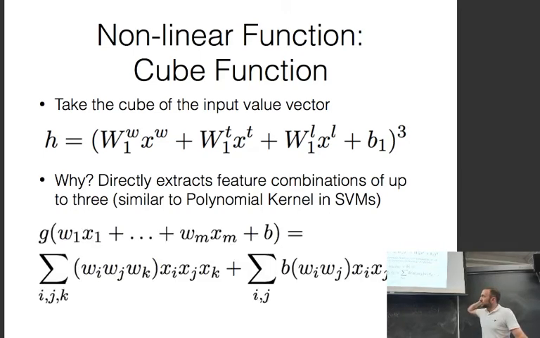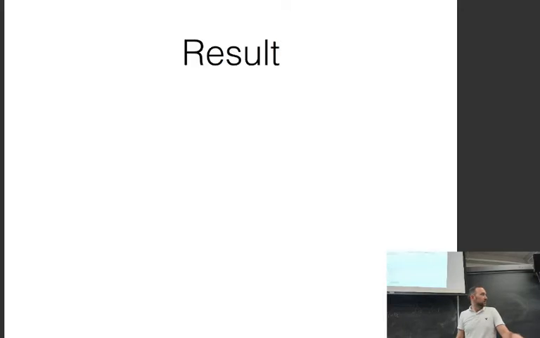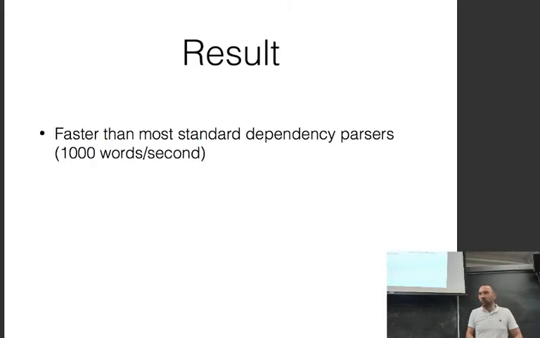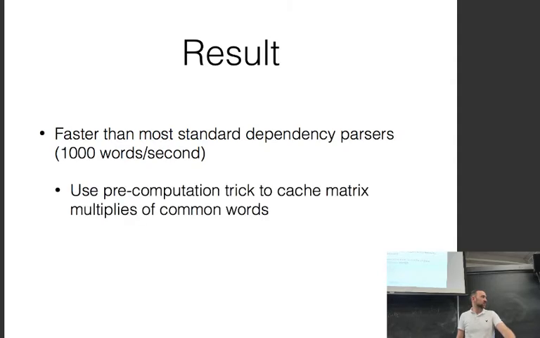Oh, and here's the equation that they cited there. So you can do weight equal to this, so you can extract things where three features are basically multiplied together. And with their result, I won't give all the numbers, but basically this was in 2014, and this was really fast, 1,000 words a second. It used a nice pre-computation trick to basically cache the matrix multiplies of common words.